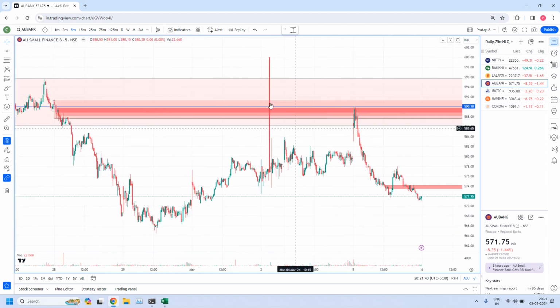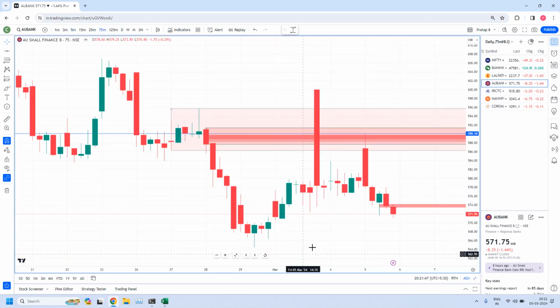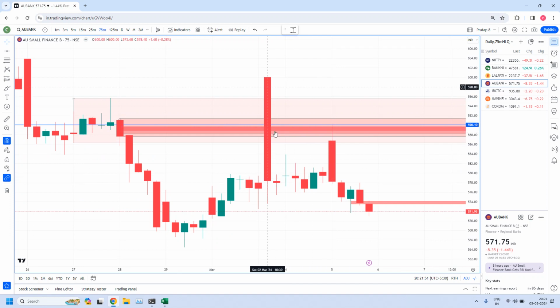See here the TradingView data, again it is showing the wrong way in 5 minutes or 15 minutes. 75 minutes it is not showing. Earlier it's shown in 75 minutes. Okay, now again it came in 75 minutes also.